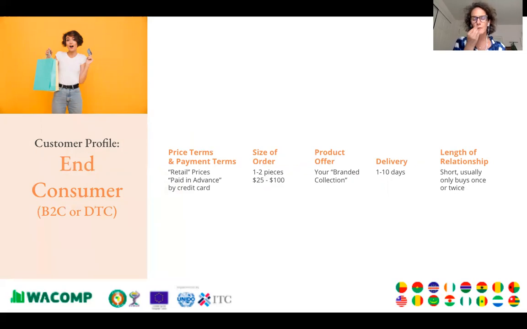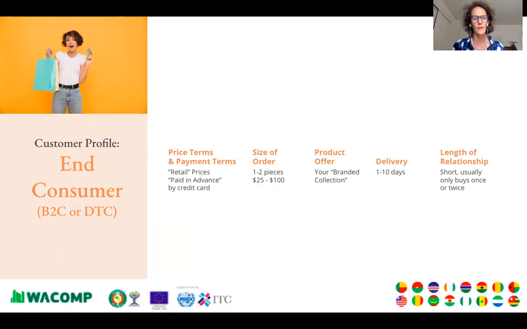End consumer will generally buy a small order, maybe 1 or 2 pieces of your collection, and spend anywhere from 25 to 100 US dollars. They want to buy your brand. They want your label on their product. They want to hear your story.